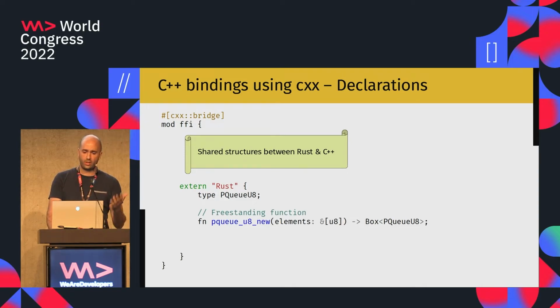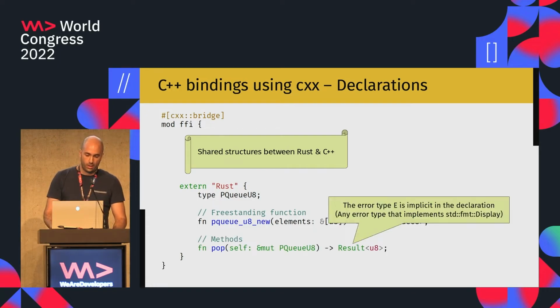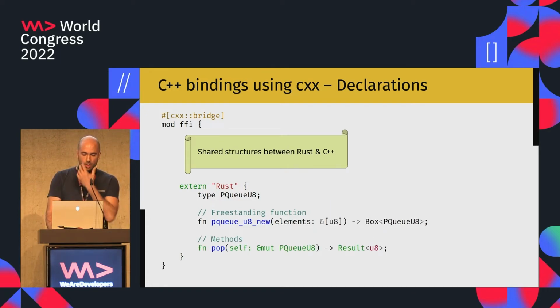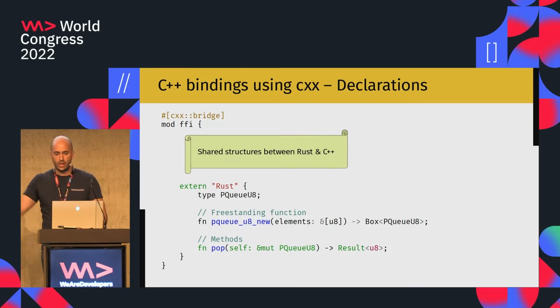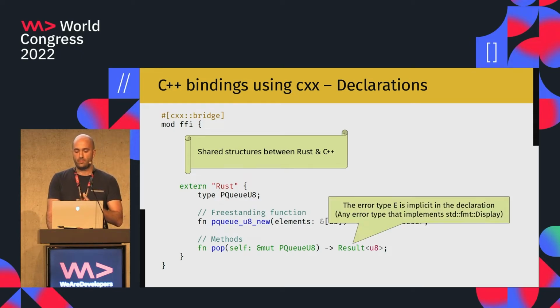We declare the constructor. And notice that the constructor takes an idiomatic Rust slice, like you would expect, and returns a box. And then we implement the pop method, and also it returns a result, which is idiomatic Rust. The error type for the result is implicit in the declaration, not in the implementation. And any error type that implements the Display trait can work here.